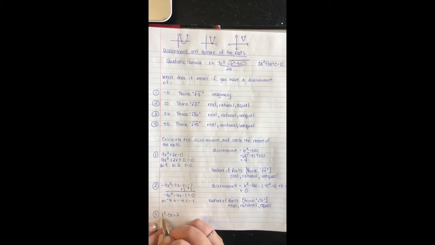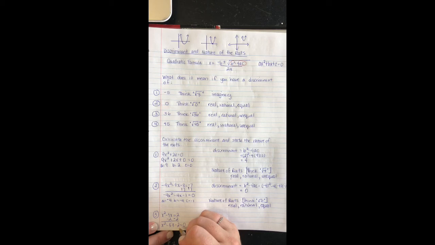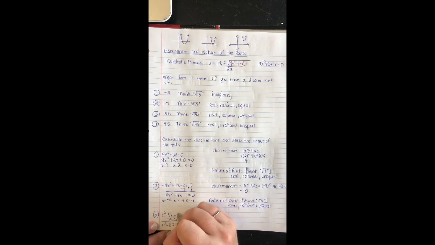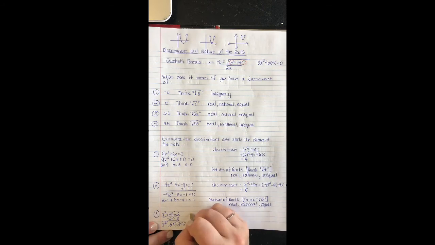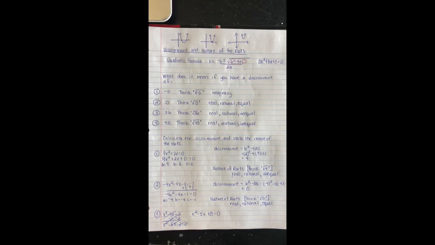Okay, last but not least, I have x squared minus 5x equals 2. Get this equal to 0. So I have x squared minus 5x minus 2 equals 0. You know what? I want to change this one up a little bit. I'm going to make it x squared minus 5x plus 8 equals 0. I'm going to change that up just because I want to have a slightly different outcome with my solutions.